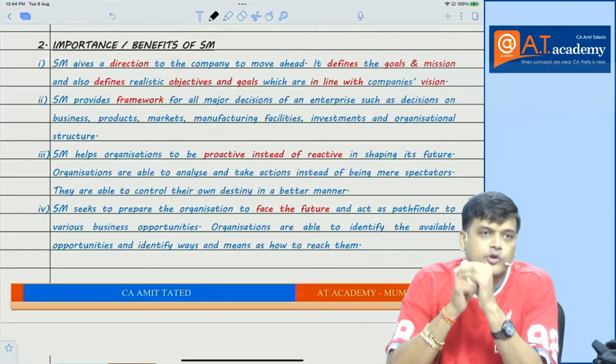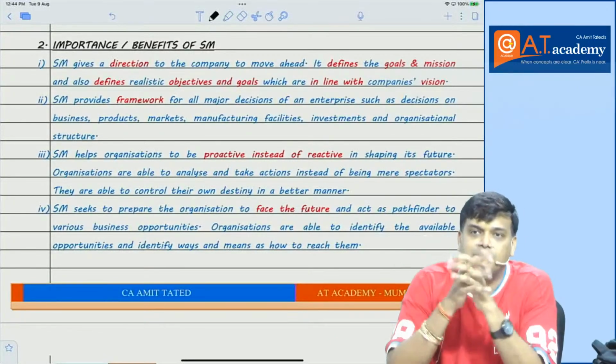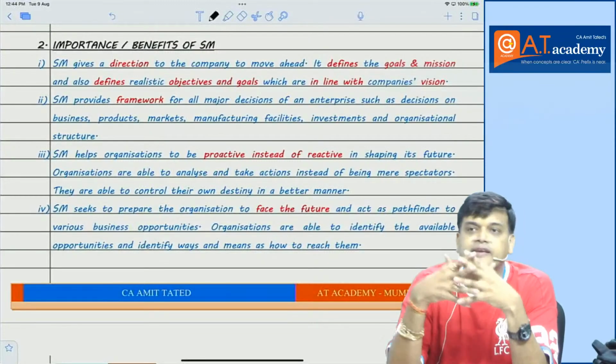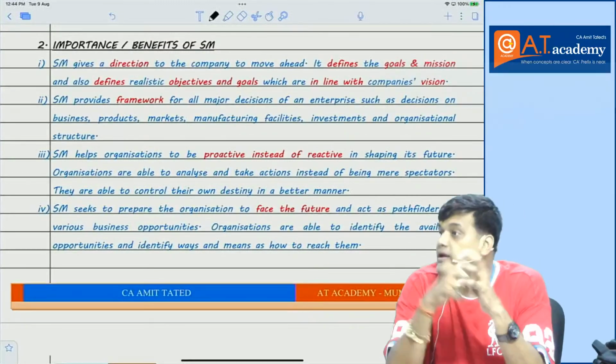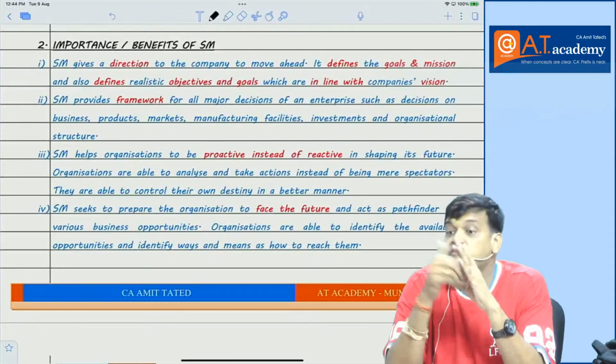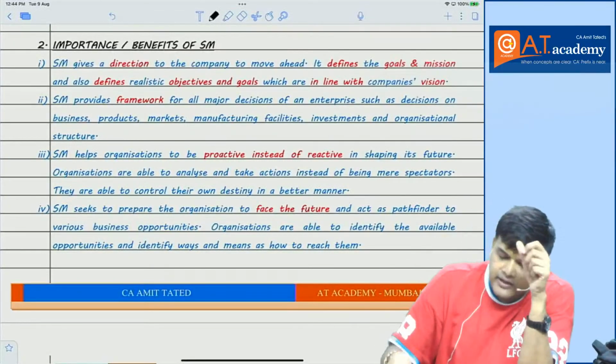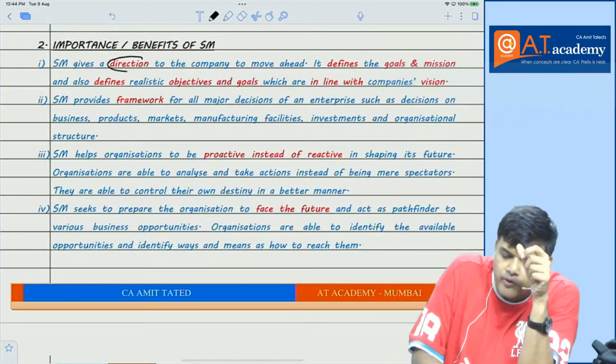First point, okay, do you think strategic management gives a direction to a company? When I say direction to a company, you need to be very clear. Does it give goals and mission to a company? Does it give an objective to the company? First advantage, okay, highlight it, first advantage. SM gives a direction to the company to move ahead.